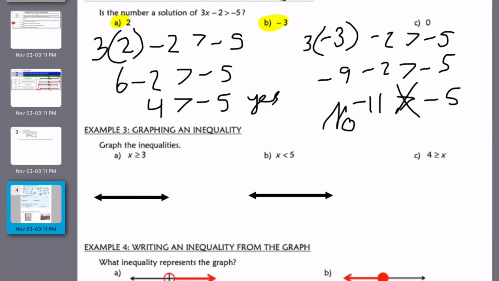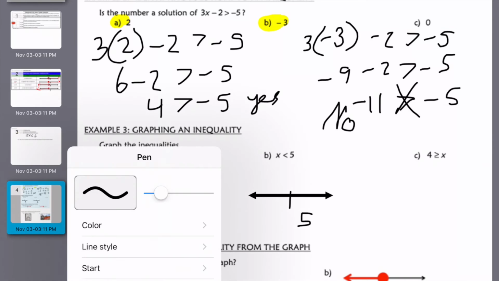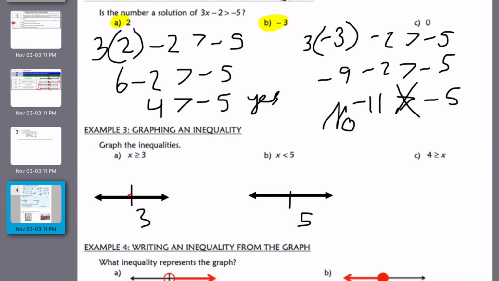So I know I need to have a hash mark for 3. And over here, this is going to be 5. Greater than or equal to. So I know that it's going to be a closed dot. And since I need to think about numbers that are greater than 3, like 4, 5, 6, I know that all of those numbers are going to the right. So I place an arrow going to the right.